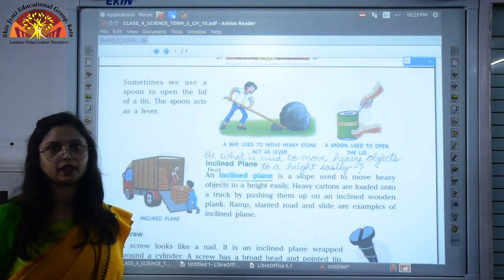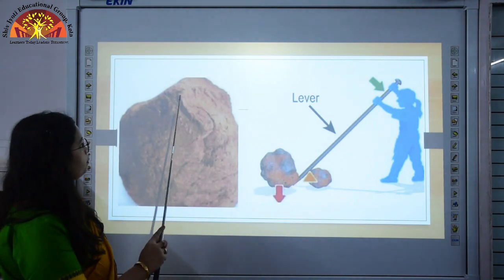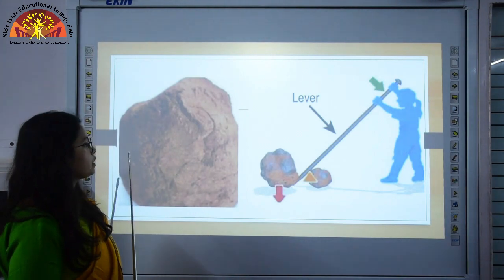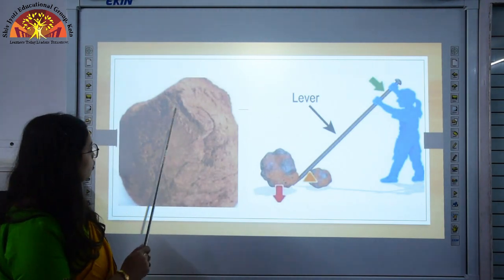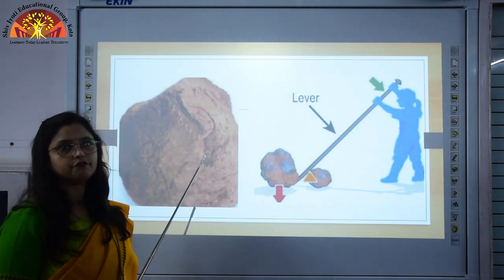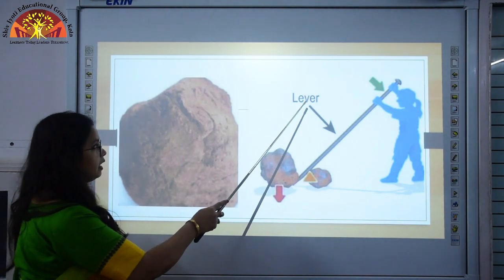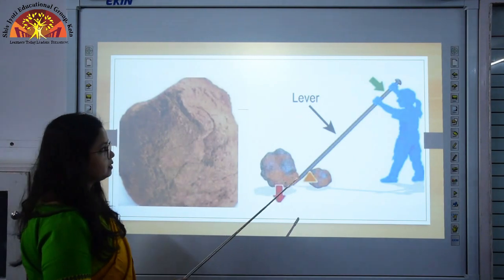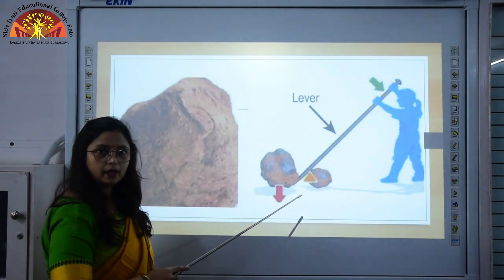Let us see some of the examples of lever now. See children, what is it? It is a big piece of rock, or we can say a big stone which can be called a boulder. So here, can you lift it up easily? No, we cannot lift it up easily. So we use a simple machine called lever over here to lift this heavy load. So what is there in the lever? This type of arrangement is called a lever.